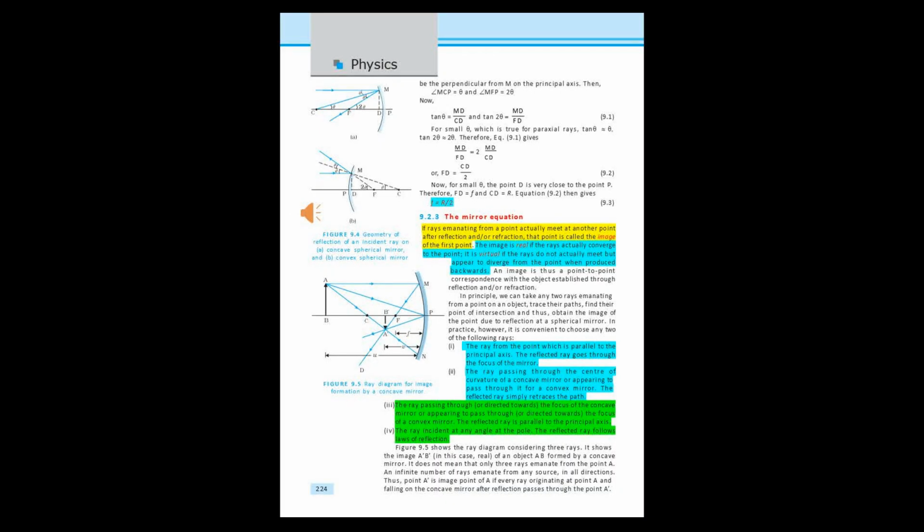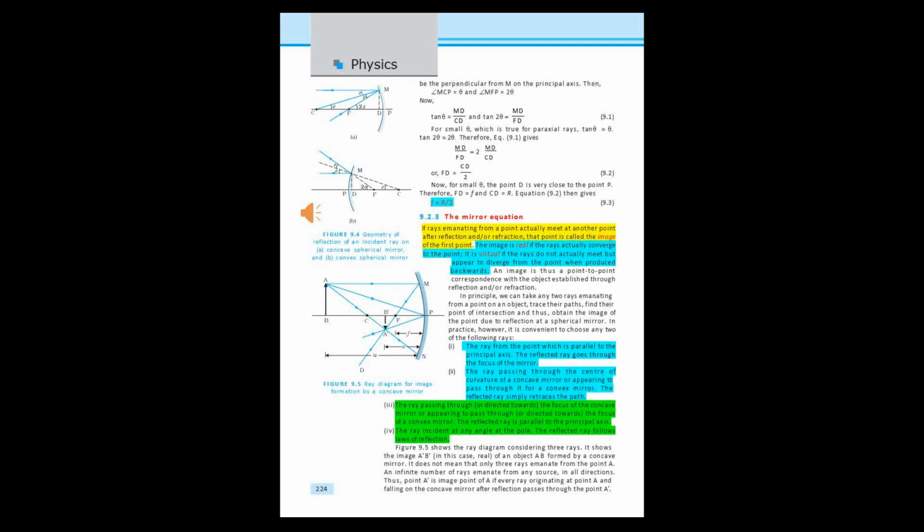The mirror equation. If the rays emanating from a point actually meet at another point after reflection and/or refraction, the point is called the image of the first point. The image is real if the rays actually converge to the point. It is virtual if the rays do not actually meet but appear to diverge from the point when produced backwards. An image is just a point-to-point correspondence with the object established through reflection and/or refraction.